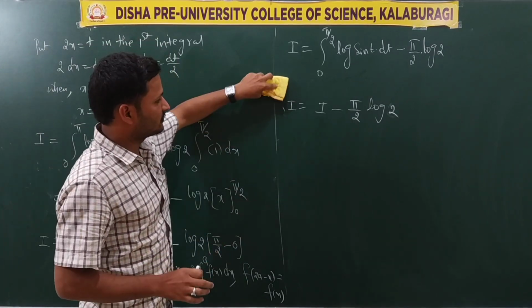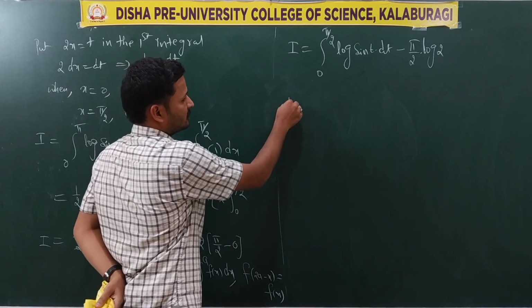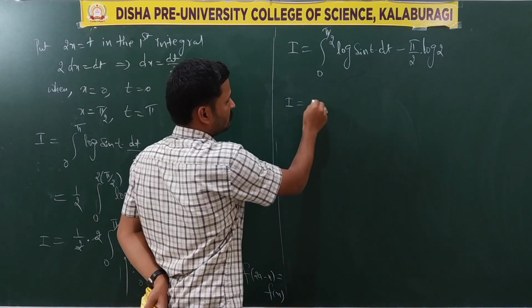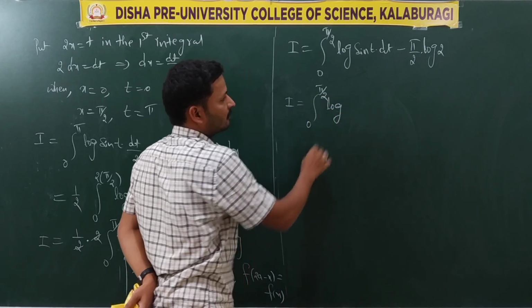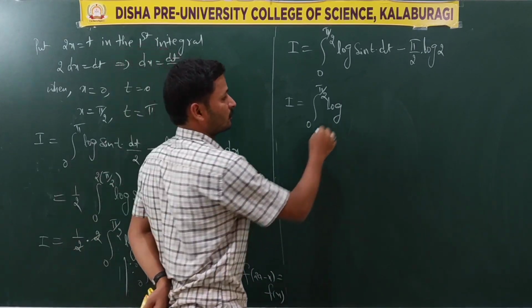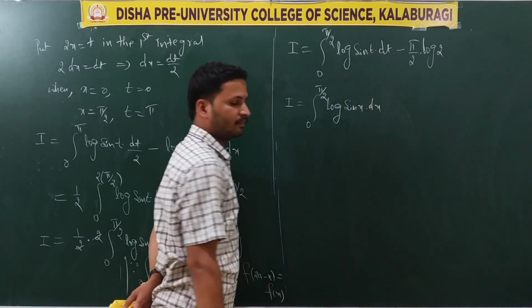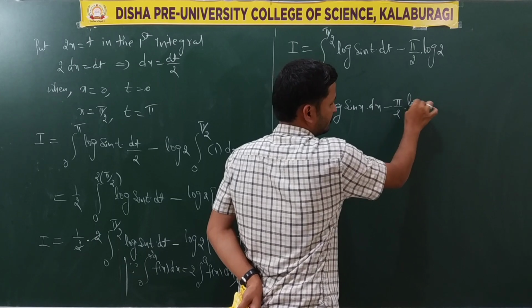Okay, right. So here, observe. So this is I. I is equal to the integral from 0 to pi by 2 of log of sin t into dt. We take the variable t as x. So log of sin x into dx. Okay, minus pi by 2 log 2 as it is.